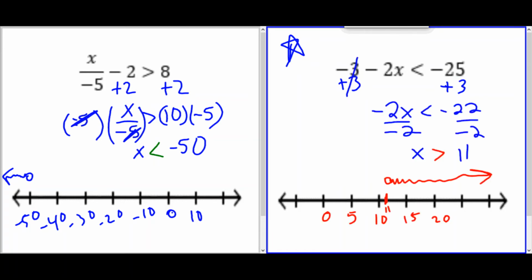So hopefully you paused the video. Here is this one worked out. First, you add 3 to both sides, so you get negative 2x is less than negative 22. Divide both sides by negative 2, so you get x is bigger than 11. So if we plot 11 on the number line, we have an open circle because it's strictly bigger than 11, and we shade everything to the right.